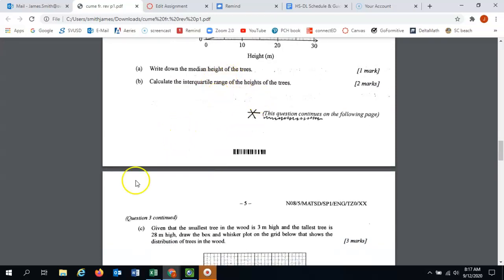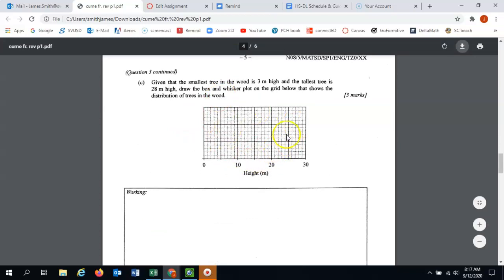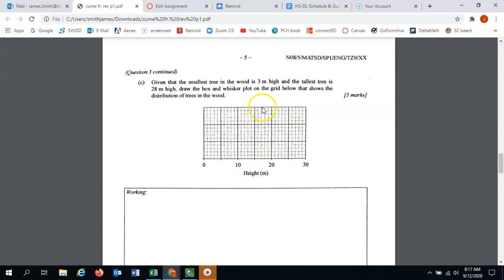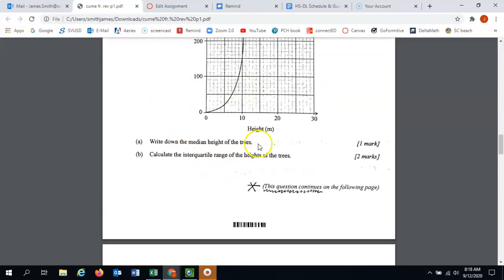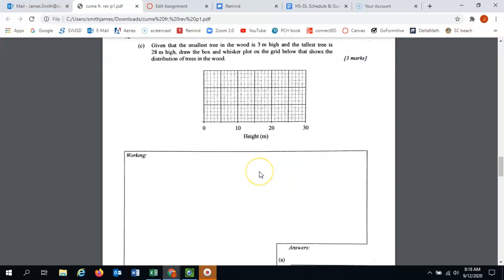Notice this is question 3 continued. You are using this information to make a box and whisker plot right here. So you need your answers from the previous page, as well as this piece of information and this piece of information. Between what is said in this paragraph and the answers that you got right here, that's going to give you the 5 data points that you need in order to make your box and whisker plot right here. So that's how all that goes if you put it all together.